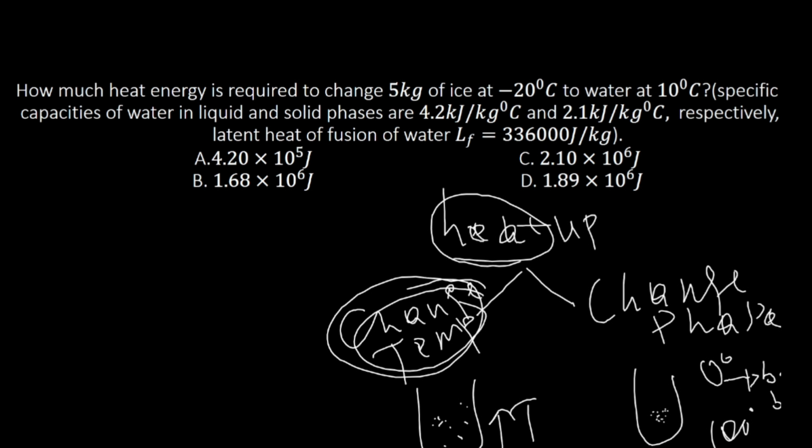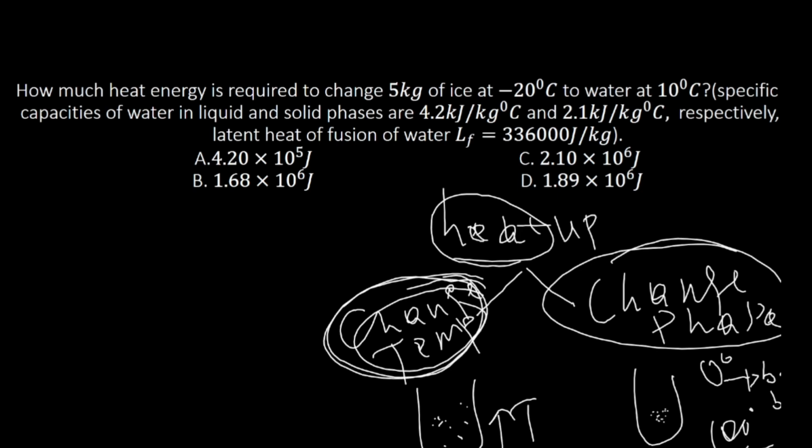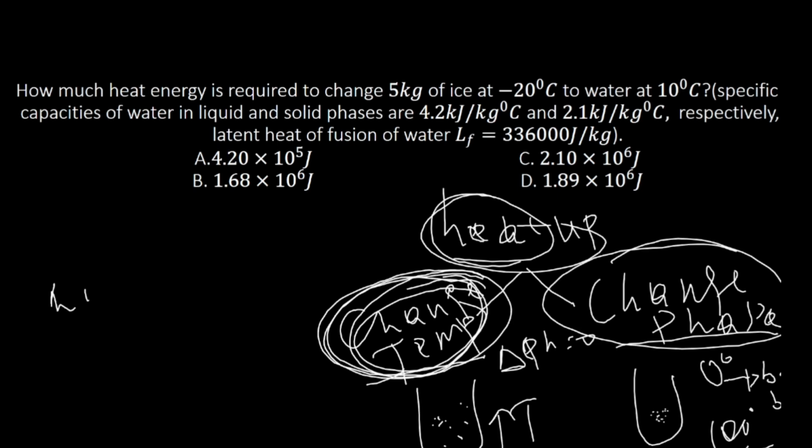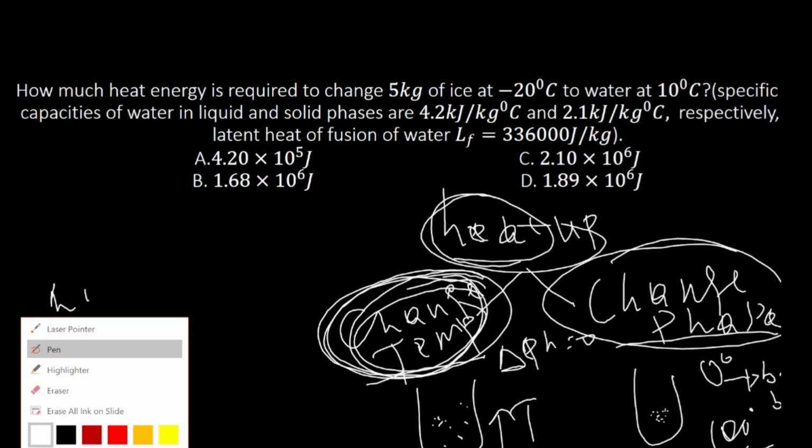During a change in phase, there is no change in temperature, so the change in temperature is zero. And during a temperature change, there is no phase change, so the change in phase is zero. Generally speaking, the heating process does one of two things: changing phase or changing temperature. That's all the general idea we have to know.